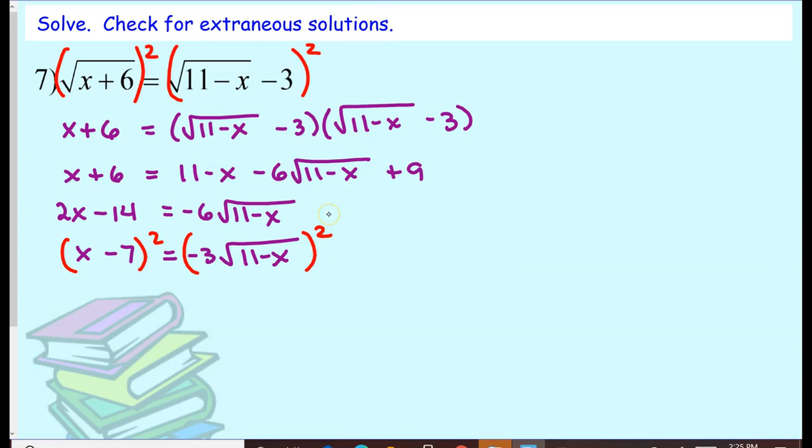Now on the left, we're FOILing, right? So we have x squared minus 14x plus 49. On the right, it's not the FOIL process, it's a product. It's negative 3 times the square root, and to square a product, you square each factor. Square the negative 3, you get 9. Square the square root, you get 11 minus x. We can distribute the 9.